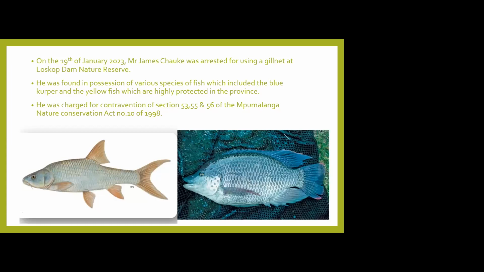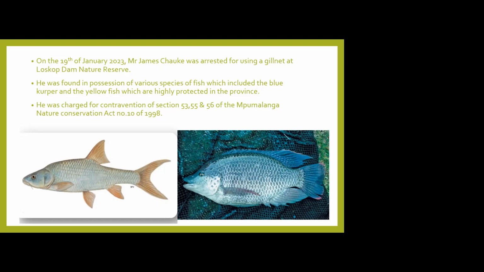Mr. James Chauke that I mentioned in the previous slide was caught in Loskop Dam Nature Reserve, which is one of our major dams in the province, even in the country. He was found in possession of various species of fish, which included the blue kurper and the yellowfish, which are highly protected in the province and nationally. He was catching them with a gillnet.